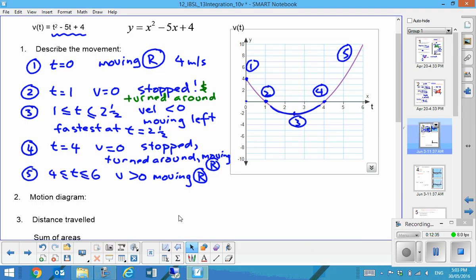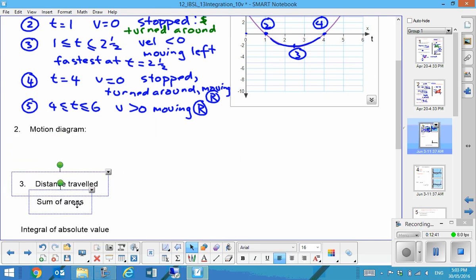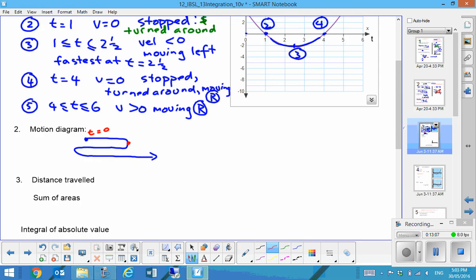So if you're not sure about that, stop it and replay that. Motion diagram. What's the particle doing? Remember we said initially it was moving in the positive direction, starting at t equals 0. It was moving in the positive direction, it stopped, turned around and went back that way. So this turning around happened at t equal to 1. This turning around happened at t equal to 4, and then it kept going.